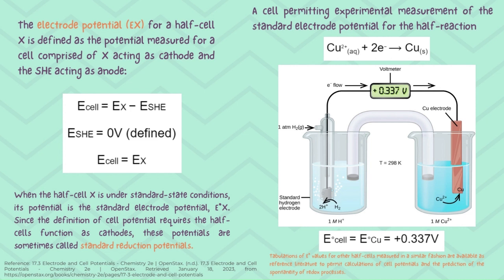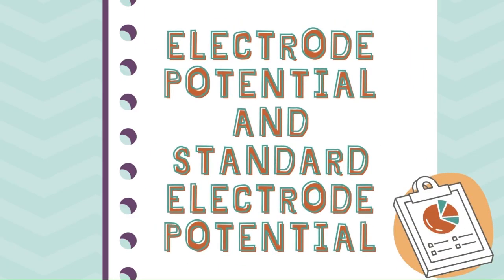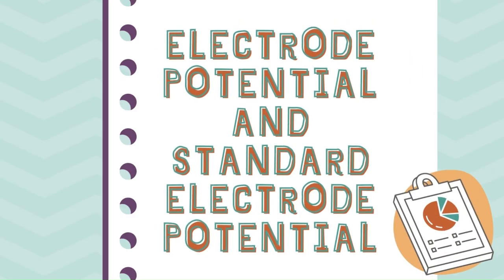The tabulations of the E naught values for other half cells measured in a similar fashion are available as reference literature to permit calculations of cell potentials and predictions of the spontaneity of redox processes. So let's now proceed to electrode potential and standard electrode potential.